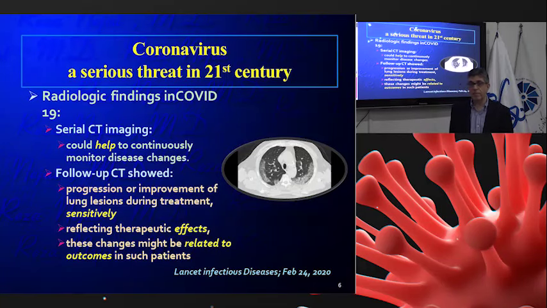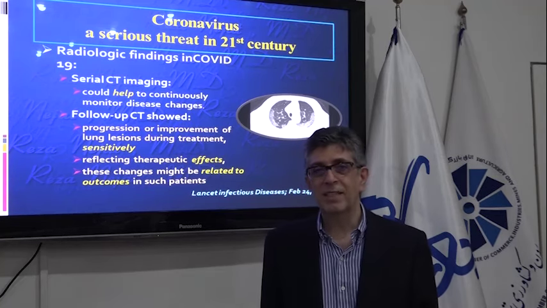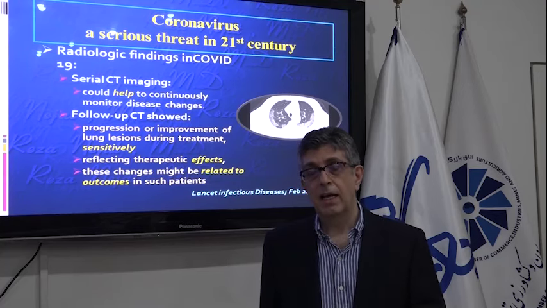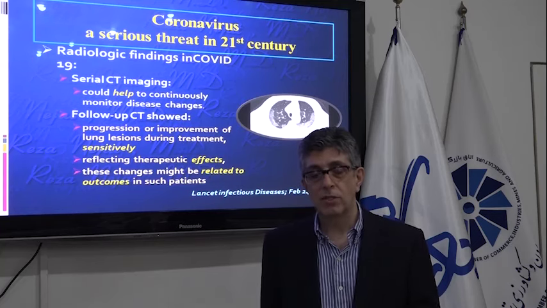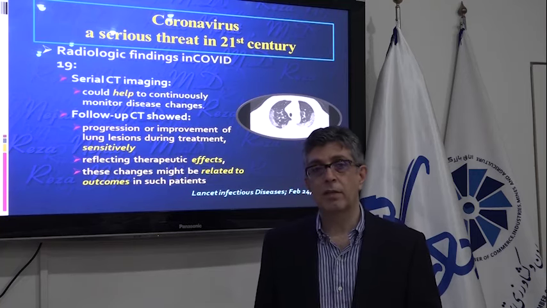Within the first week, some small lesions appear with some consolidation and granular opacities. Then in the second week, which is the peak of changes in the CT scan appearance, a reticular pattern, consolidation and granular opacity occur together. And in the third week, all the things subside and resolve. So the clinical features and the changes in the CT scan are inconsistent with each other.